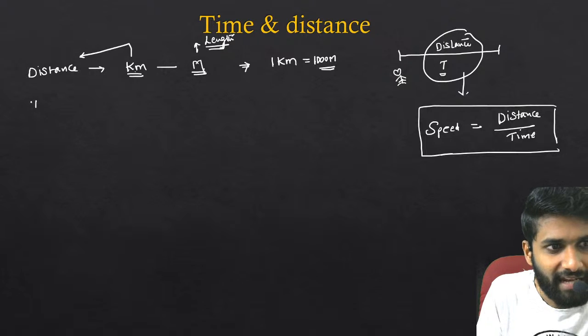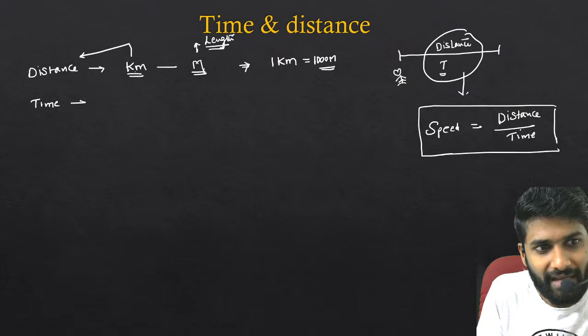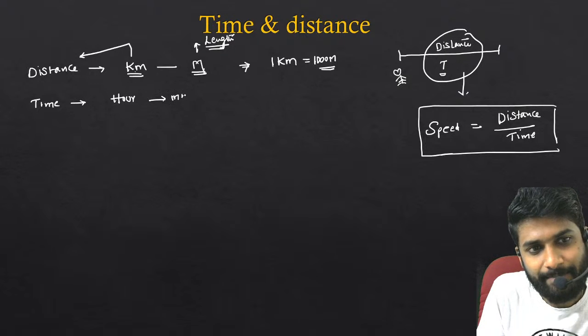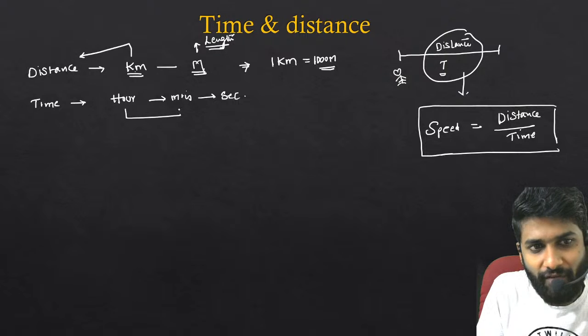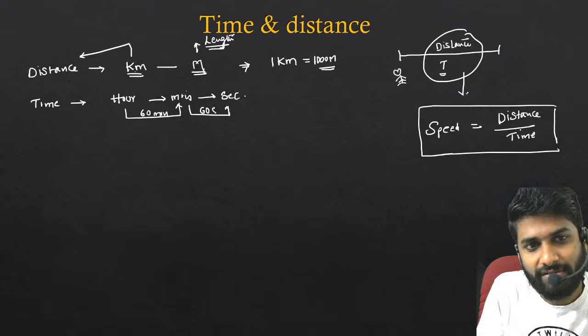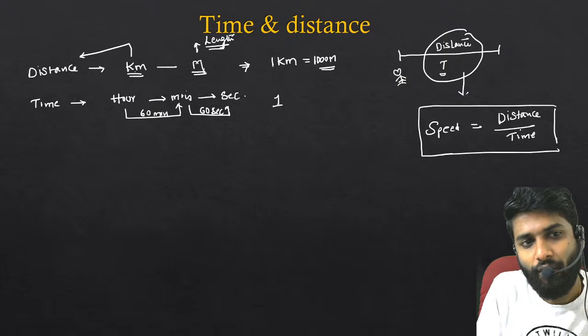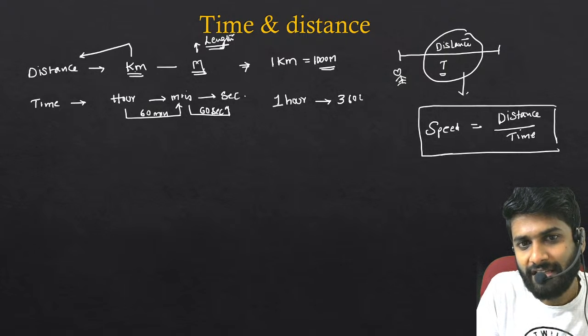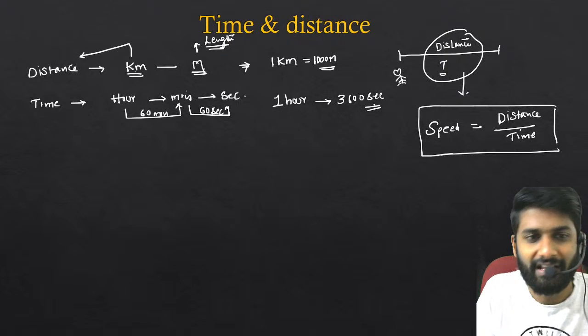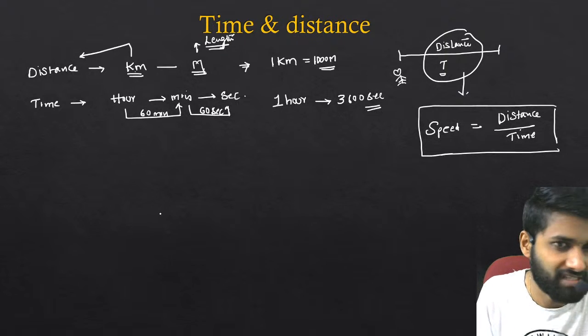Next, calculation of time. Time can be calculated in hours, minutes or seconds. The conversion of hour to minutes is exactly equal to 60 minutes. Then minute to seconds is exactly equal to 60 seconds. So 1 hour in terms of seconds is exactly equal to 3600 seconds, that is 60 into 60.